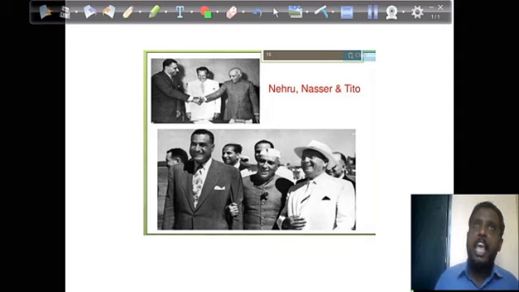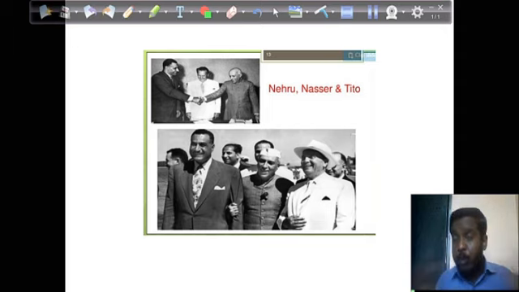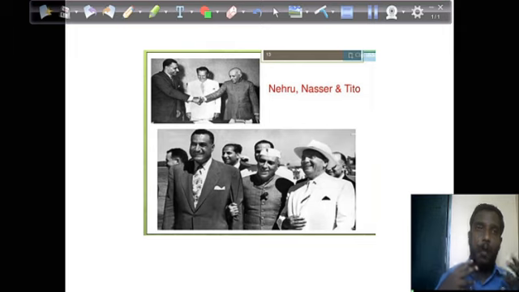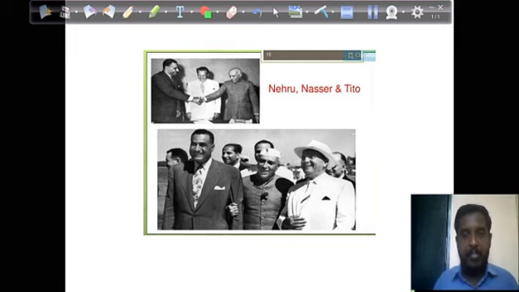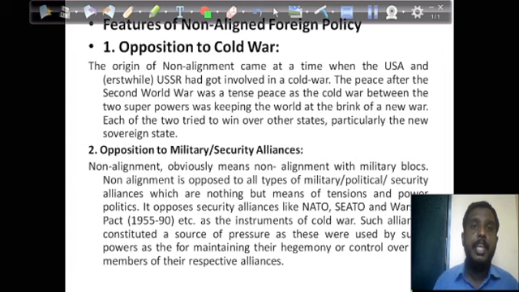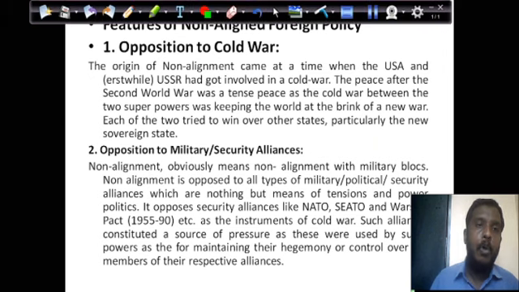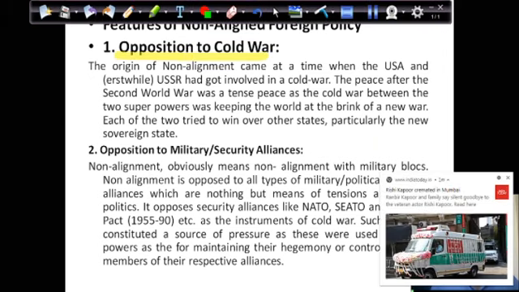Do you think after the disintegration of USSR there was no world conflict? That is not true. There are a number of conflicts which were minor, there were wars. So NAM is a platform which tried to build foreign relations based on peace, harmony and peaceful coexistence. So now we will move on to the features of non-alignment foreign policy. The first one is opposition to Cold War, which I have told you.